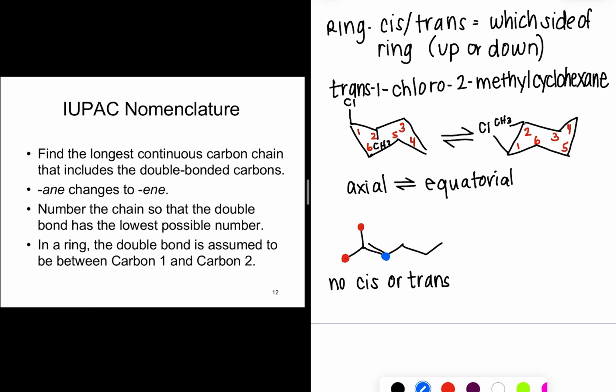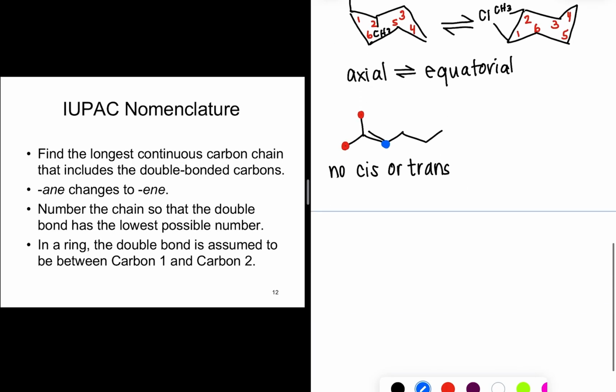For naming alkenes, you're going to find the longest continuous chain, and similar to alkanes, you're going to find the longest continuous chain. So I'm going to circle the carbons there. No, let me move this. Sorry if you already did that. Let me move this to here. Whoops. To here.